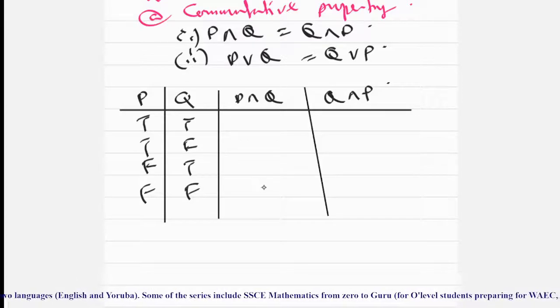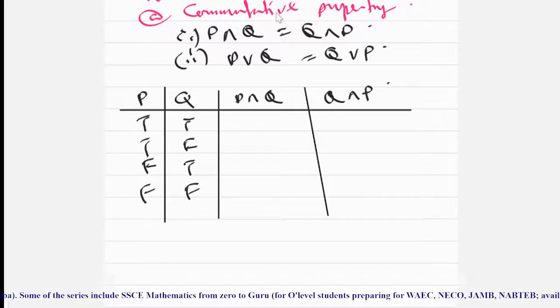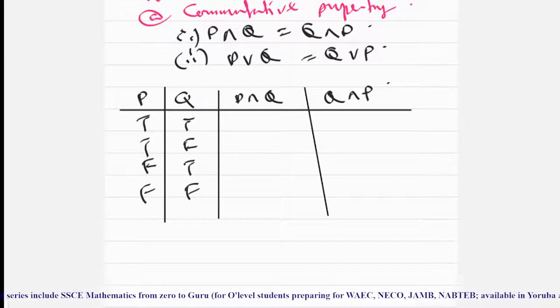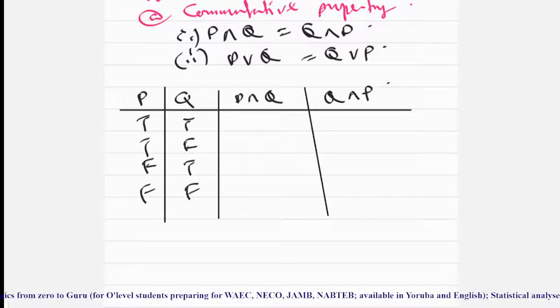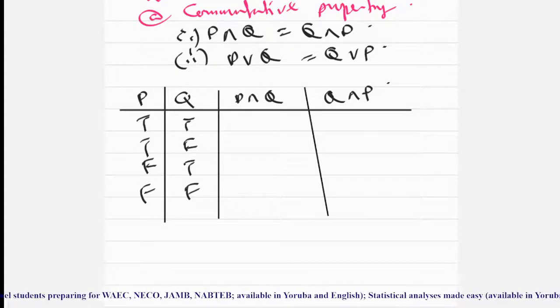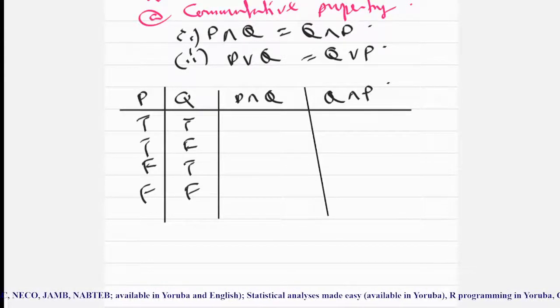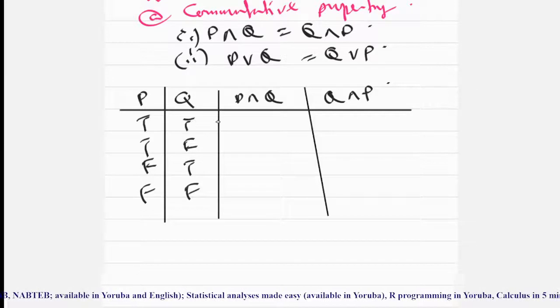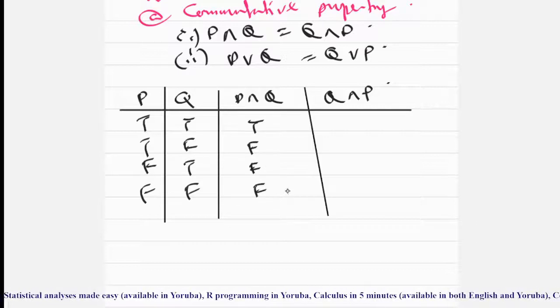Now for P and Q, recall that if you have a conjunction as the connective, the result of the operation is true if both propositions are true. So true and true here is true. Otherwise, it's going to be false: false, false, false. I hope you understand. Now let us do it for Q and P.